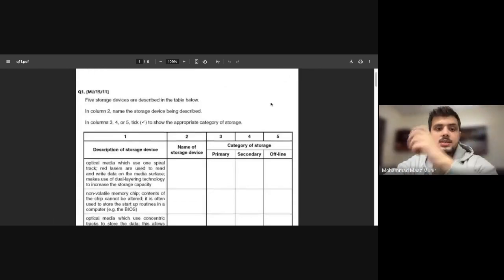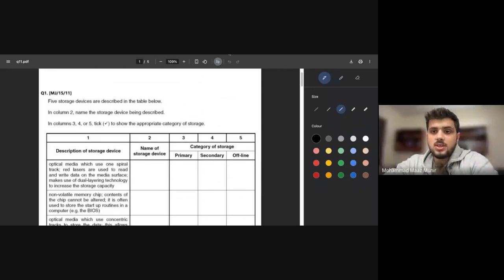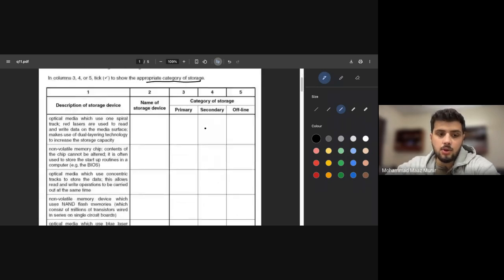So let's start off with the very first part. The question basically says, Zilkanan, you can just see and analyze whether your answer is the right one or not. Is it right? Because I will also do the explanation alongside, so I would like to solve it on my own. So from the very first question, there are five storage devices which are described in the table below. In column 2, we need to name them, and in columns 3, 4, 5, we need to show what type of storage device we are talking about.